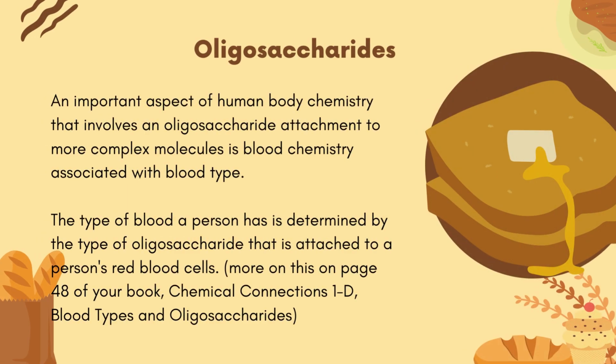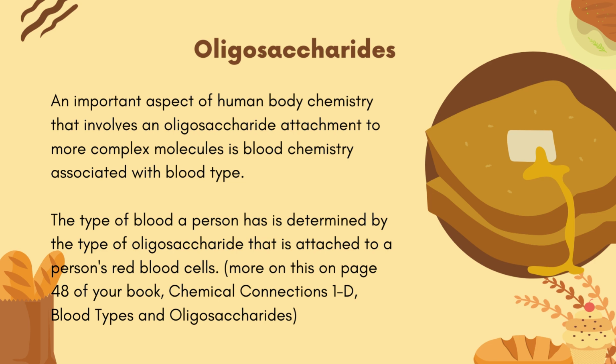Now, an important aspect of human body chemistry that involves an oligosaccharide attachment to more complex molecules is blood chemistry associated with blood type. That is because the blood type of humans is determined by the type of oligosaccharide present in or attached to the red blood cells of human beings.